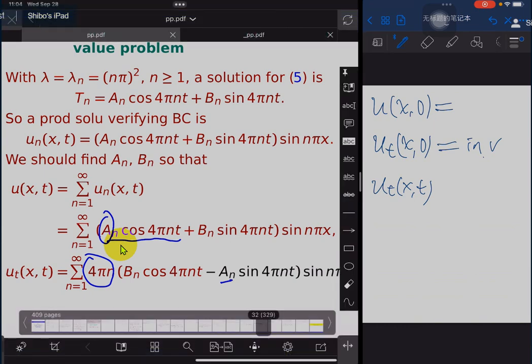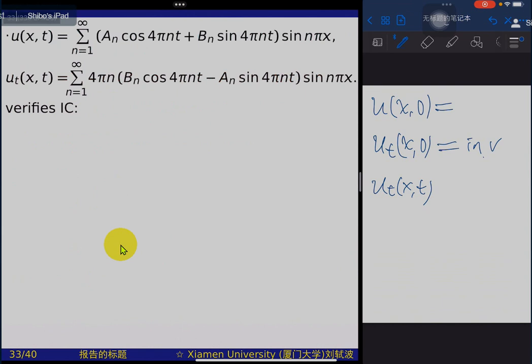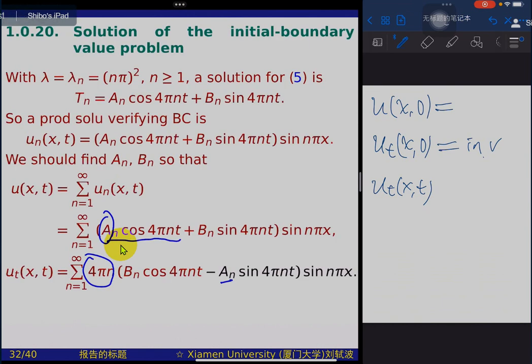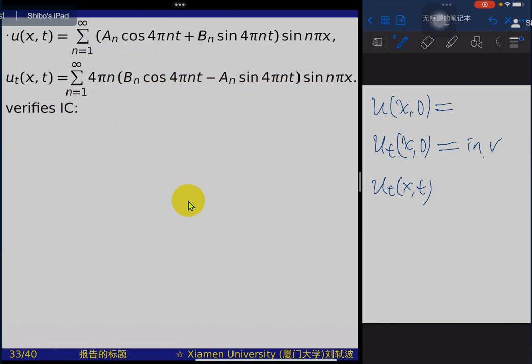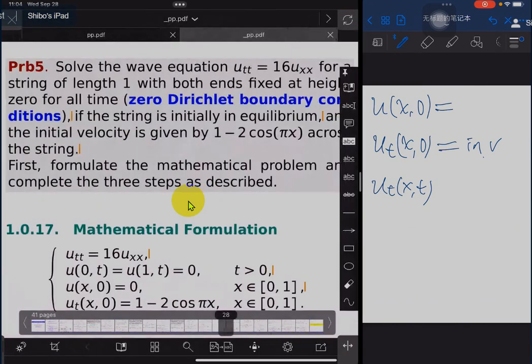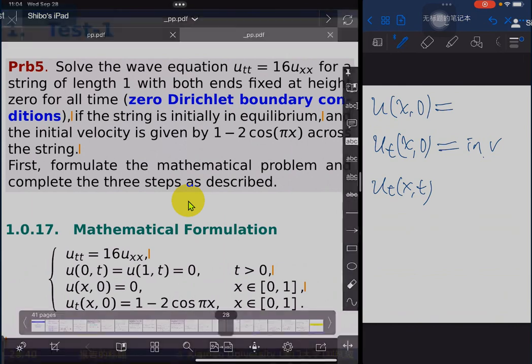u_t is given here. Now I need to go to the next page. So I copy our expressions for u and u_t to the next page. Here I just copied it. So we should try to find suitable a_n and b_n so that the function u satisfies our initial condition. The initial condition is here.